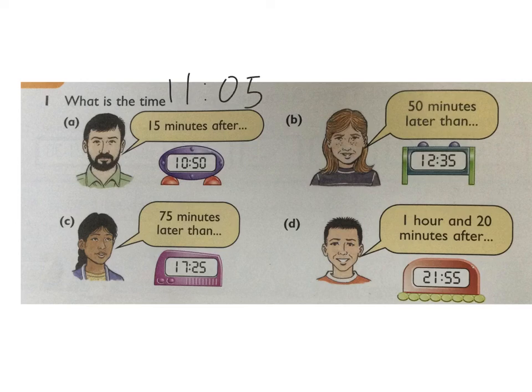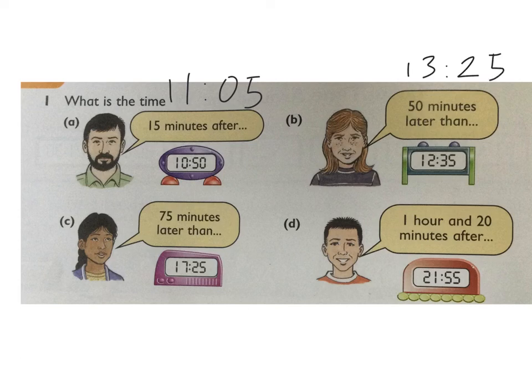Okay, 50 minutes later then. An hour is 60 minutes, so if you were to add an hour, your time would be 13:35, but you're adding on 10 minutes less than that, so your time is going to be 13:25. You take away that extra 10 minutes.